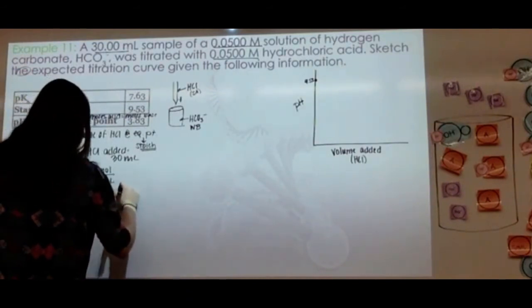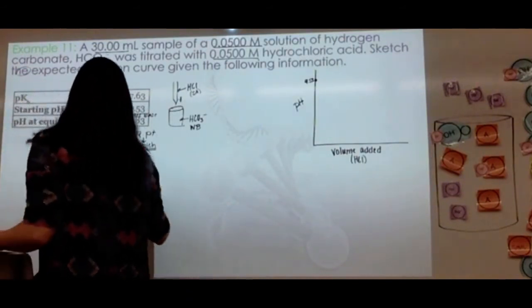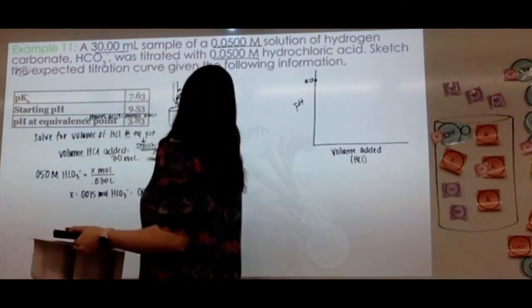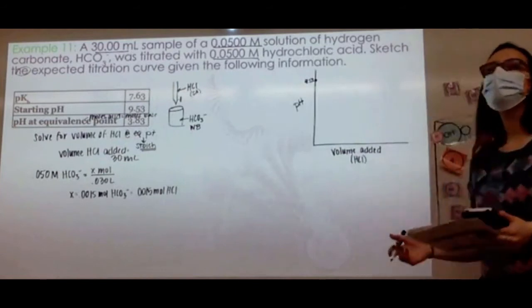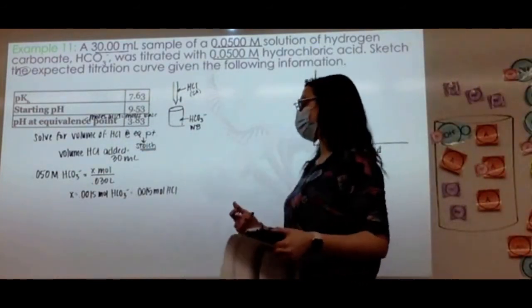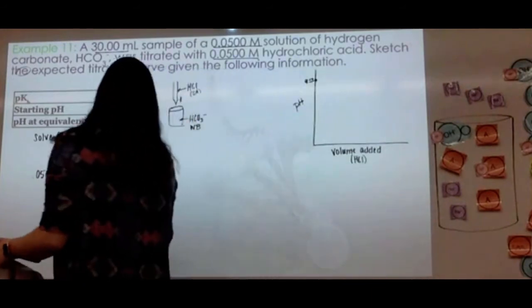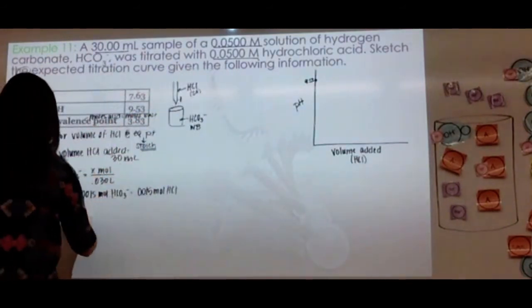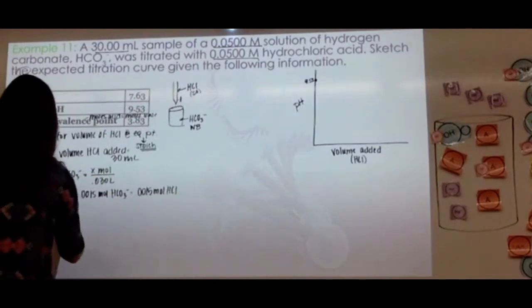And then I know that these moles are equal at the equivalence point, because that's the definition of an equivalence point: moles are equal. Moles of acid equals moles of base at the equivalence point because it's completely neutralized. And then I could use moles and molarity of HCl to find volume. I could do the same thing over here.